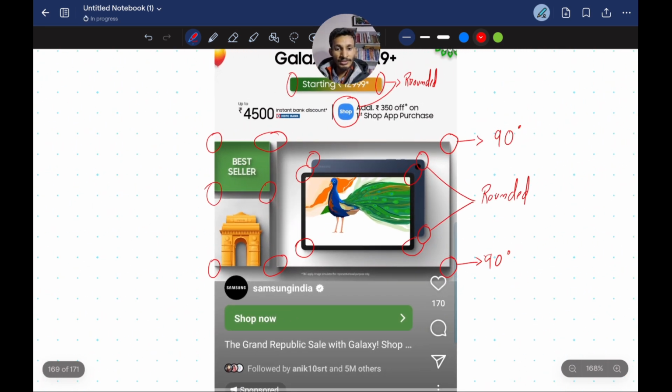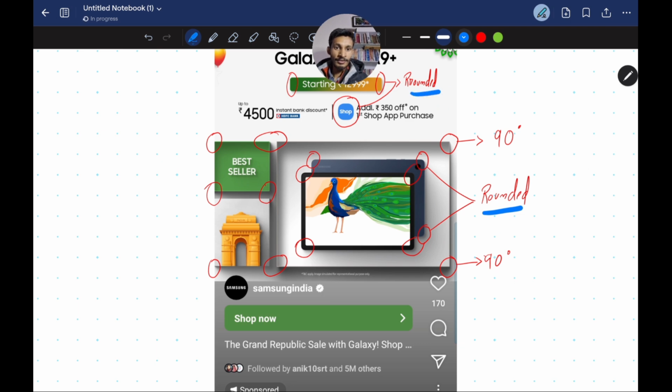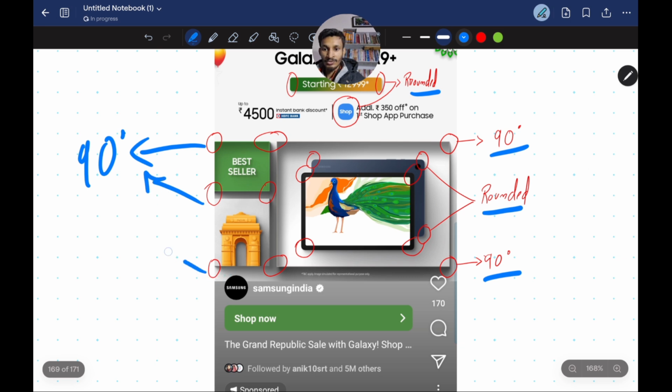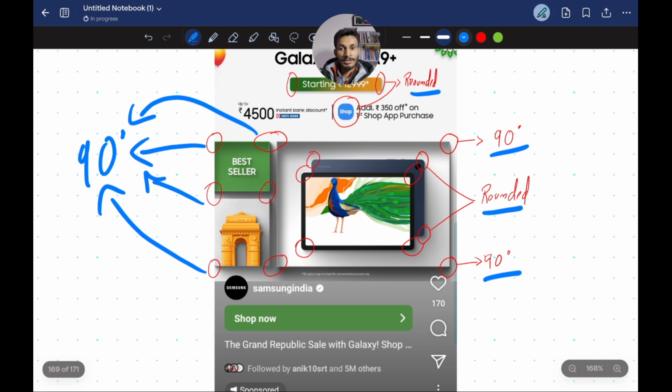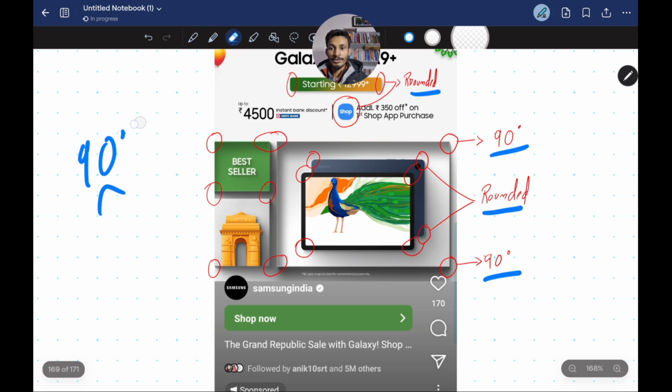needed to be fixed, because in one element somewhere you have rounded elements, and in another place you have 90-degree angles, right? So here we have 90 degree, again 90 degree, 90 degree, and 90 degree. So if we talk about consistency, this ad lacks consistency in terms of corners. Somewhere these corners are rounded, another not so much, right?